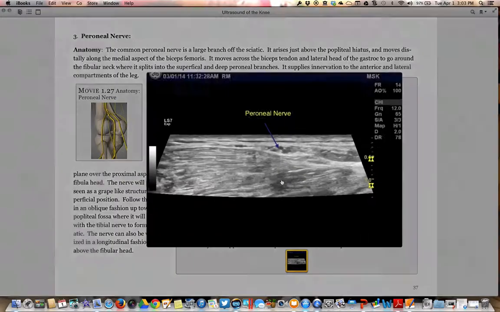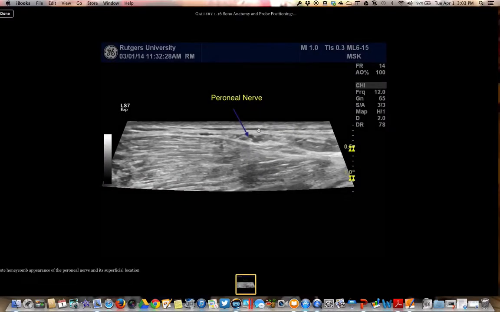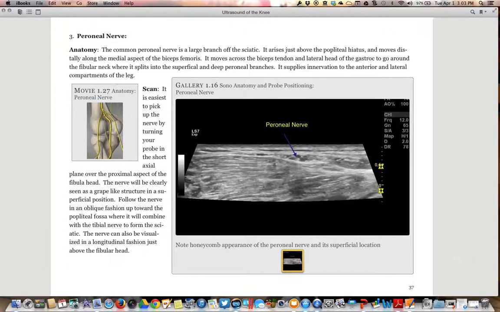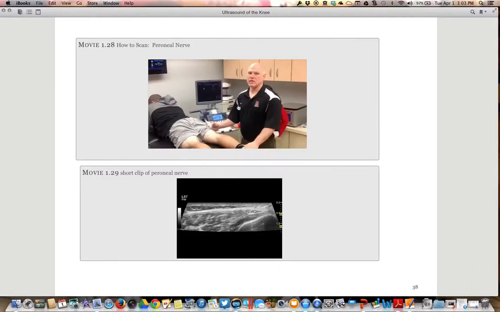Let's look at the nerve. It has a typical honeycomb appearance in a very superficial location. Let's look at how to scan this nerve around the leg.